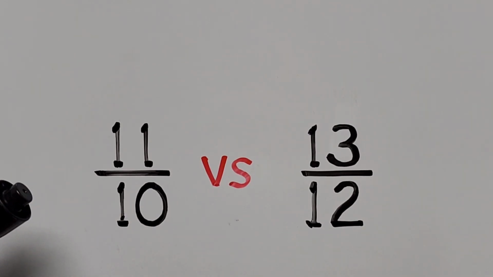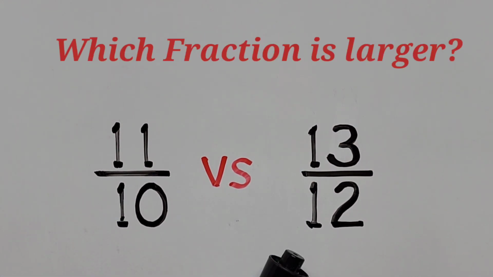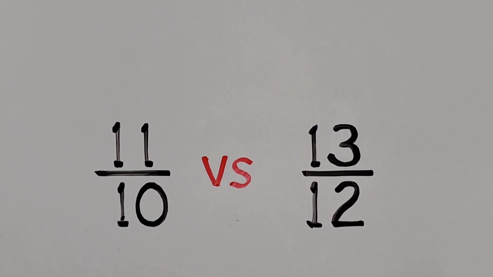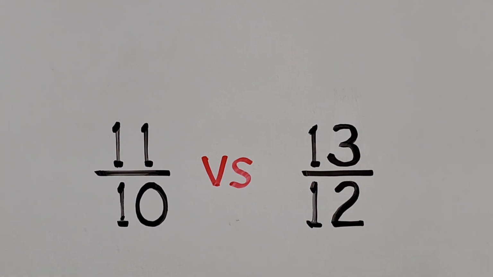Which one is larger, 11 over 10 or 13 over 12? Most of you might guess that 13 over 12 is greater than 11 over 10. Is that the reason why? Because all the numbers over here, the numerator and the denominator, are larger compared with 11 over 10. If you think so, then we'll find out.